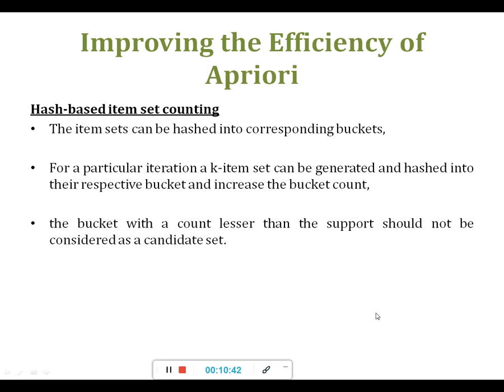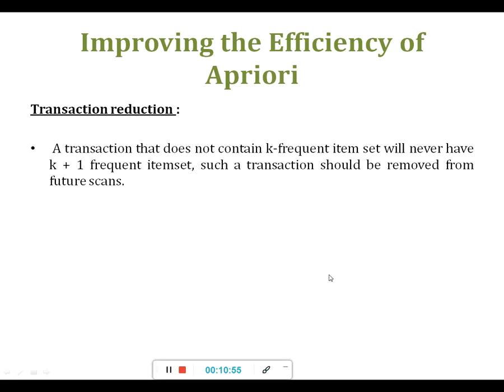So this is one technique that we can use when iterating over our k item sets. We can hash them into their respective buckets, and as per this we can increase the count of the bucket. So this is one technique, hash based item set counting. Now the other one is transaction reduction.